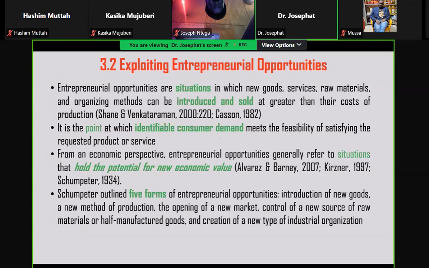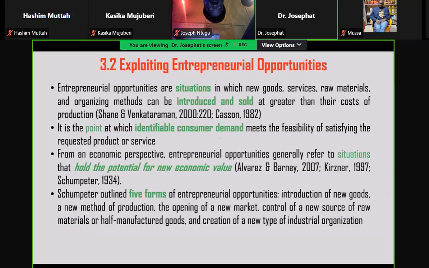And Schumpeter outlined the 5 forms of entrepreneurial opportunity. One of which was about introduction of new goods, introduction of new method of productions, the opening of new market at the third. The fourth one is control of new source of raw material or half manufactured goods. And the last one is creation of new types of industrial organizations and the likes. So Schumpeter outlined those 5 forms of entrepreneurial opportunities.